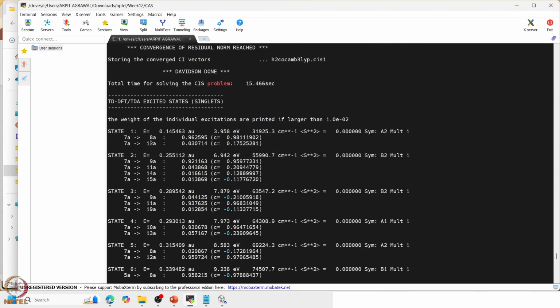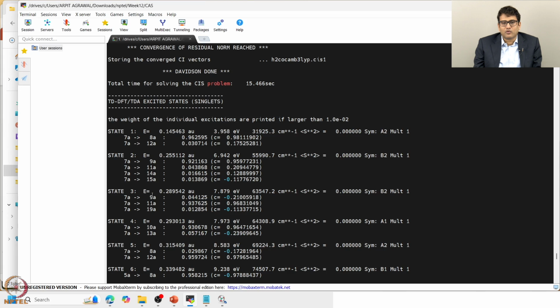At least for the first few roots, you can see that this is dominated by HOMO to LUMO plus 1, this is also HOMO to LUMO plus 2, and this is HOMO to LUMO.